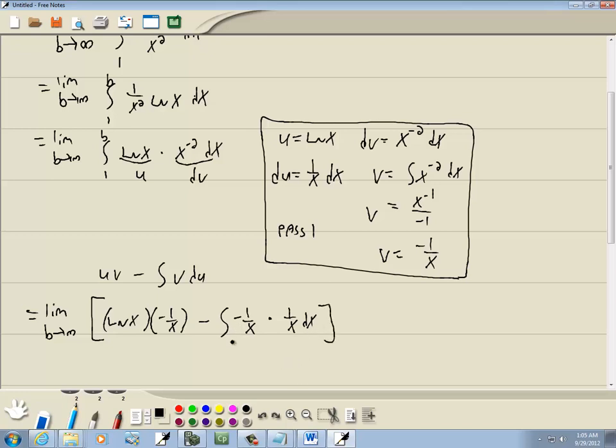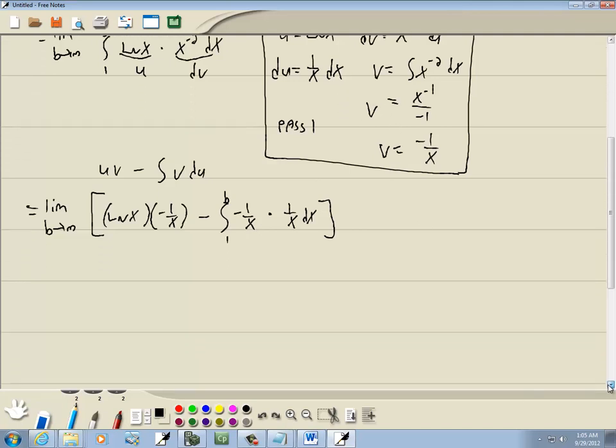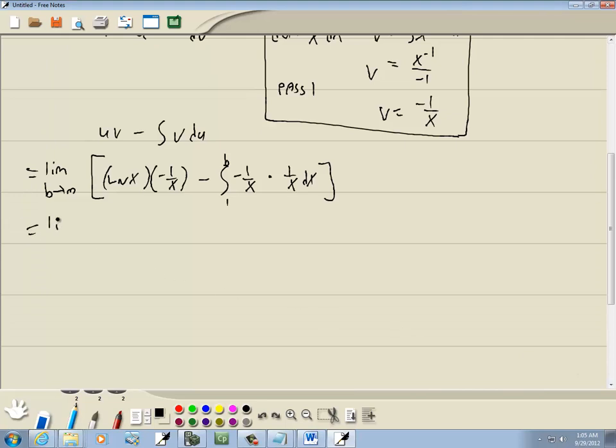I'm going to put the 1 and b back on this here in just a second. Make it a little sloppy, but let's see, 1 over x. I'm just double checking everything. Okay. So then that gives us the limit as b goes to infinity of negative natural log of x over x, and I can bring that negative out, so it becomes a positive. And 1 over x times 1 over x is 1 over x squared, or x to the negative 2 dx.